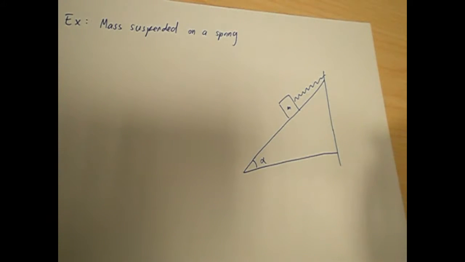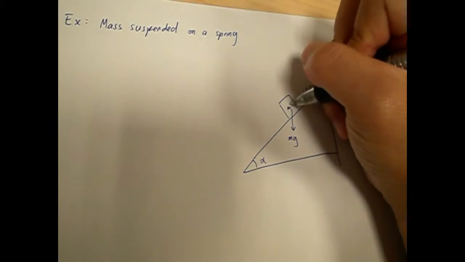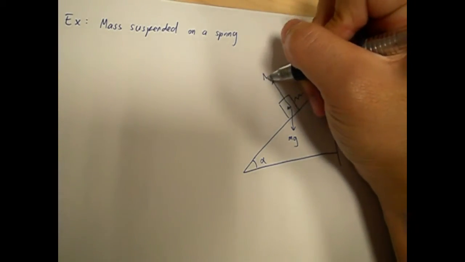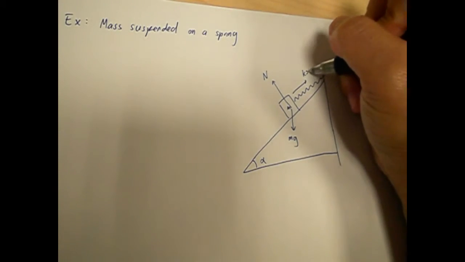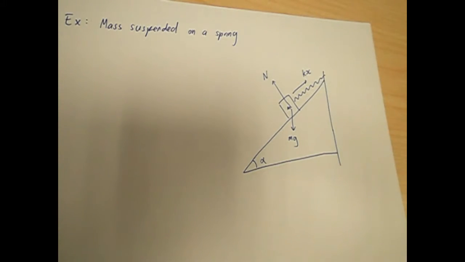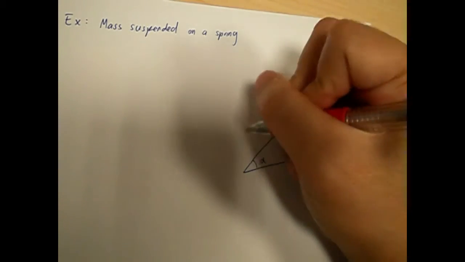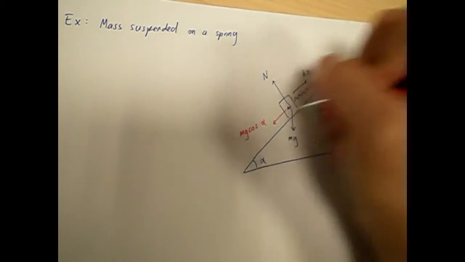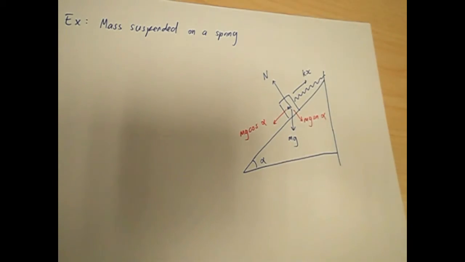As usual, let us draw the free body diagram. We have the weight mg, normal force perpendicular to the surface, and now a spring that is pulling on the block, preventing it from sliding down. From Hooke's law, the magnitude of the force is kx. Resolving the weight along the direction of the slope, we have mg cosine alpha. Accordingly, perpendicular to the slope would be mg sine alpha, though we will not be using this at the moment.